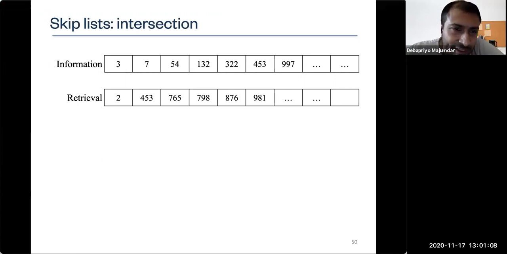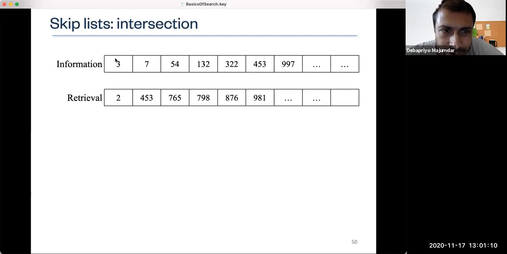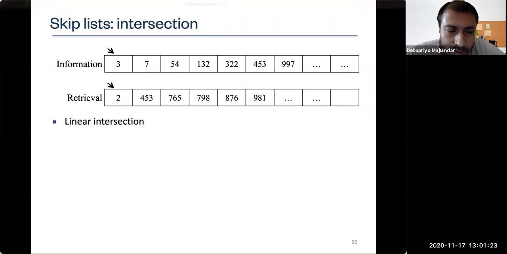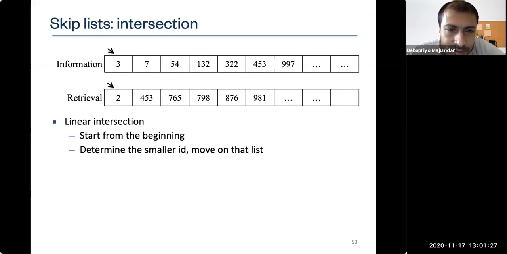If we have ordered by GD ordering, then suppose we have renamed the document IDs. Ignore all those things right now. You can actually combine the approaches. Suppose these are the document IDs and you do linear intersection in the following way. Start from the beginning, determine the smaller ID, move on that list. If IDs match on both lists, you add to the result list. So 2 is smaller, so move here. Next step, what happens?